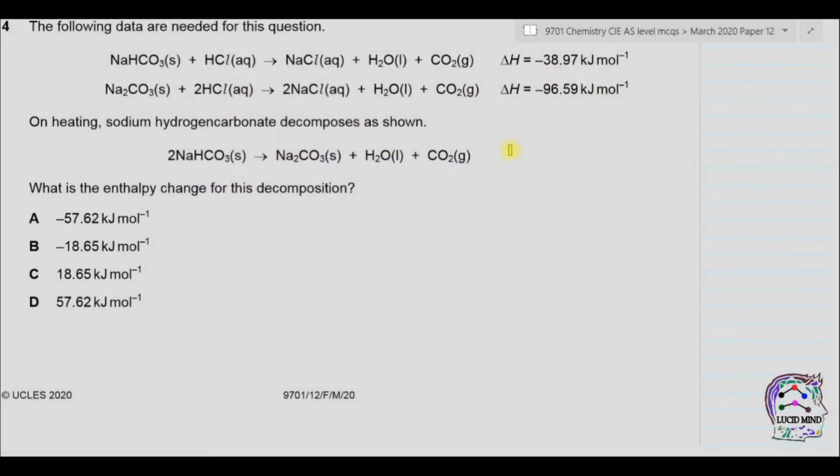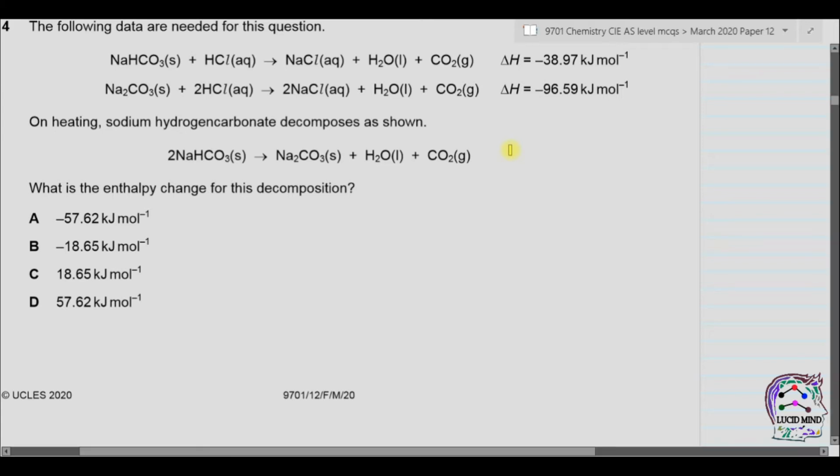Question number 4. The following data are needed for this question. Now, two different types of enthalpies are given. One is of sodium bicarbonate. Second is of sodium carbonate. Both are reacting with HCl. On heating, sodium hydrogen carbonate decomposes as shown. What is the enthalpy change for this decomposition? So we have to find the enthalpy change of decomposition. As three different reactions are given, so we can use Hess's law.